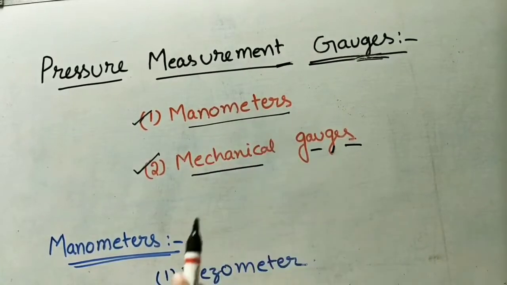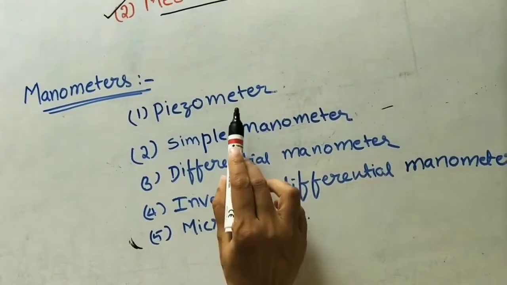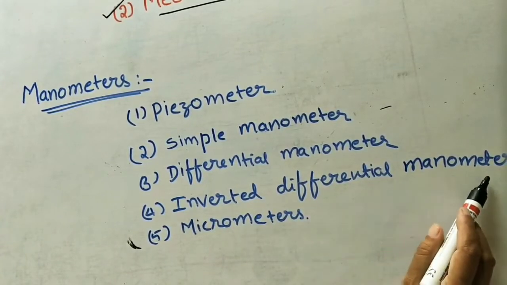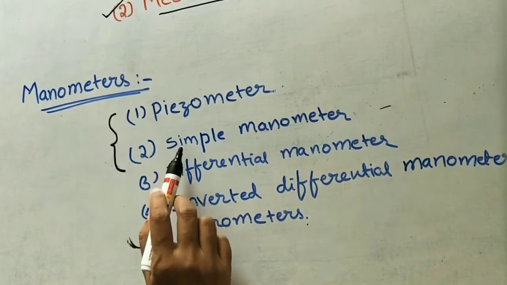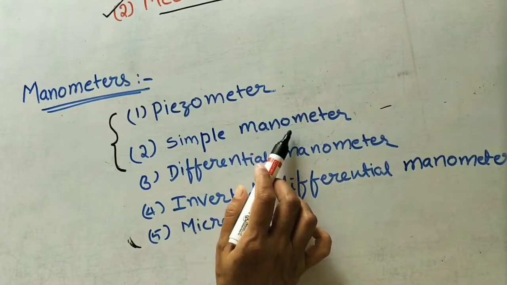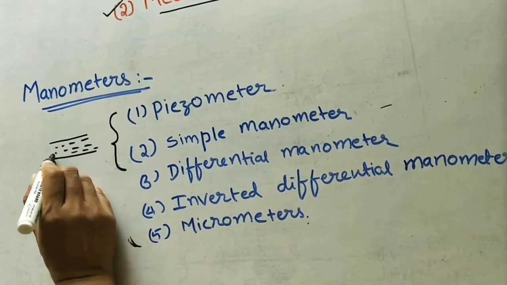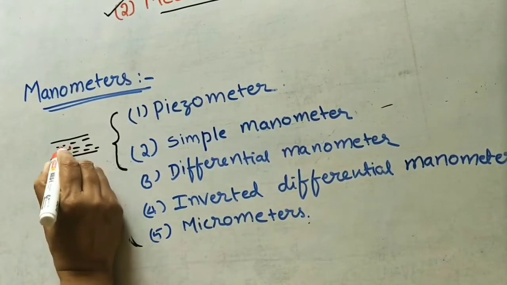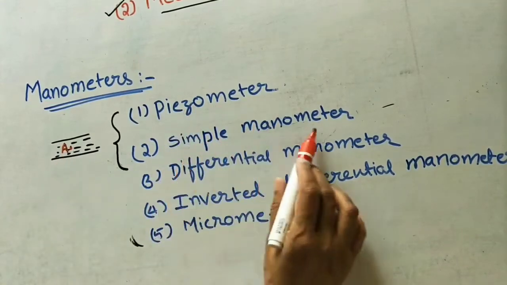Again, manometers are divided into five parts. Let us see: piezometer, simple manometer, differential manometer, inverted differential manometer, and micrometer. The first two are used for finding the P value at one point in the flowing fluid or static fluid also. Let us assume water or fluid or gas is moving like this. If you want to measure the P value at one point, we use these two types, piezometers and simple manometers.